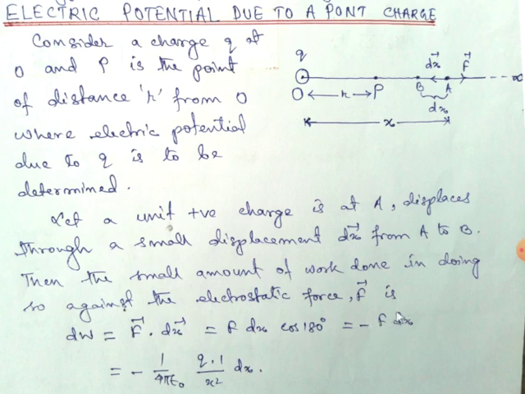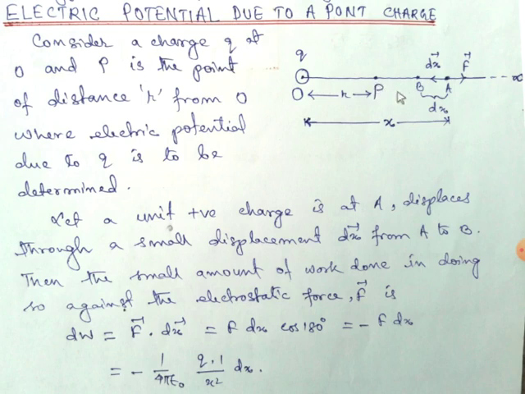So minus F dx. When you put in the value of F, if you remember Coulomb's force, one charge q is here, another, a positive charge, is here. So it is 1 by 4 pi epsilon naught, q1 is q, instead of q2 you have 1, divided by the distance, which is x square. So we need to bring the charge from infinity up to that particular point, your point P, which is also known as the point of observation. Why do we call it the point of observation? Because here we need to find that electric potential.